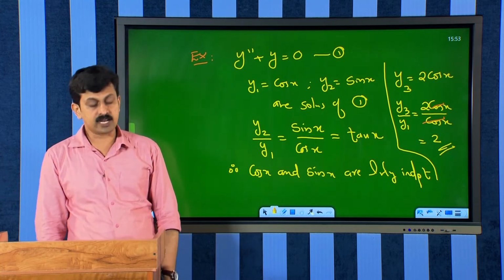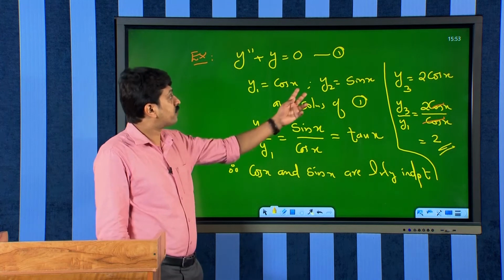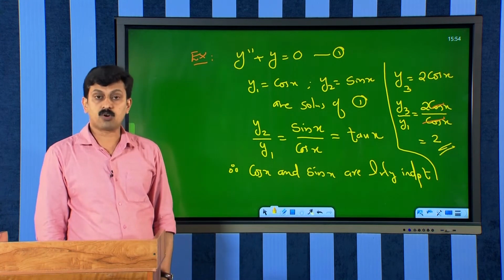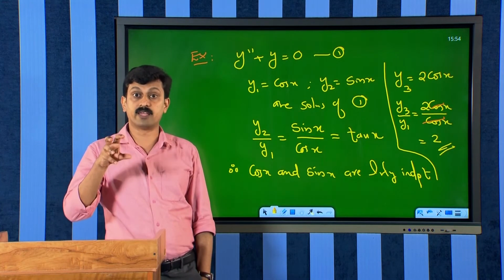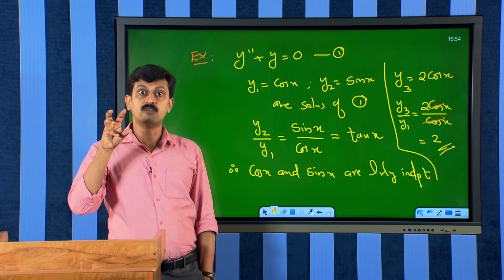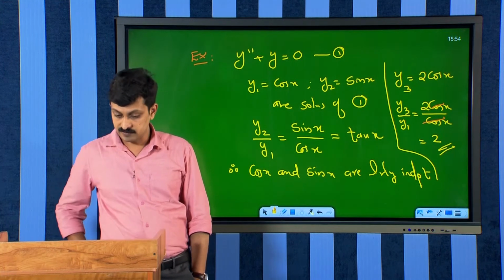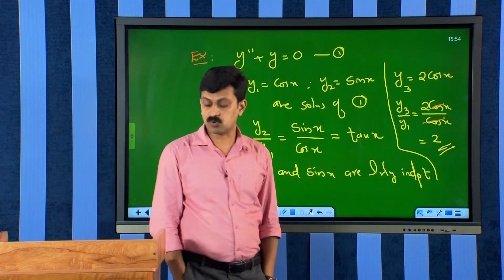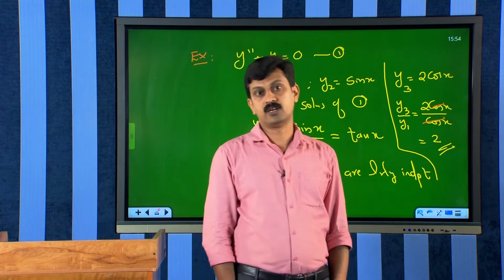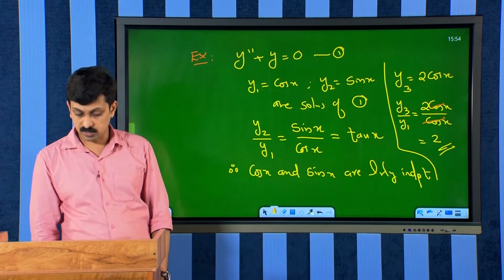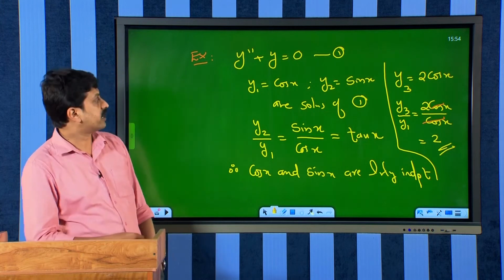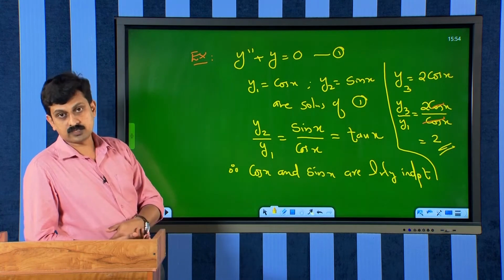Two linearly independent solutions of a linear homogeneous second order differential equation on an interval I, where these functions are defined, is called the basis or fundamental system of solutions on I. Okay. So, we can find many solutions.